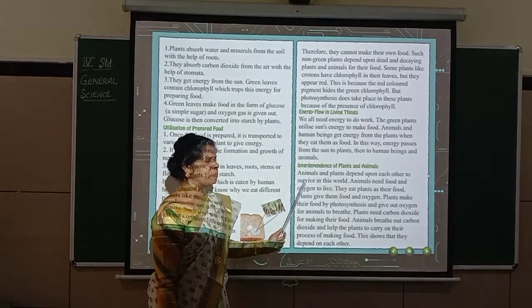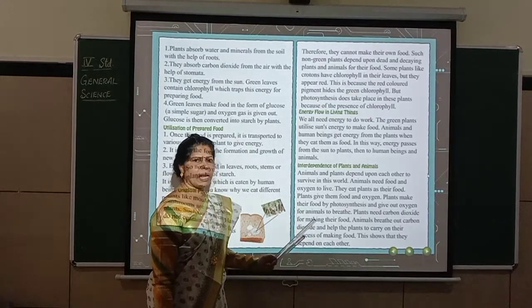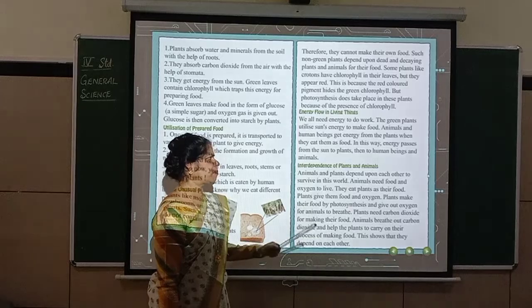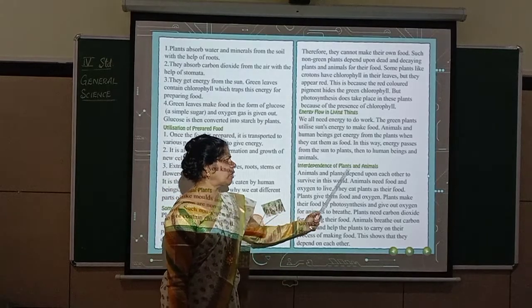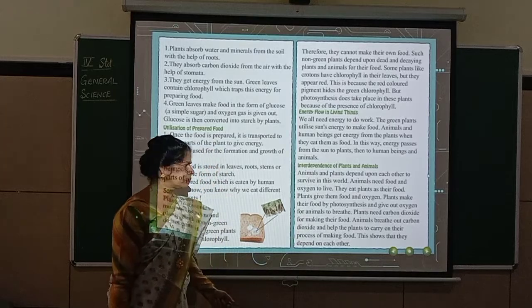Is it not? Plants are depending on animals. Animals are depending on plants for their food as well as the oxygen and carbon dioxide. So this is what we call the interdependence of plants and animals. Next.